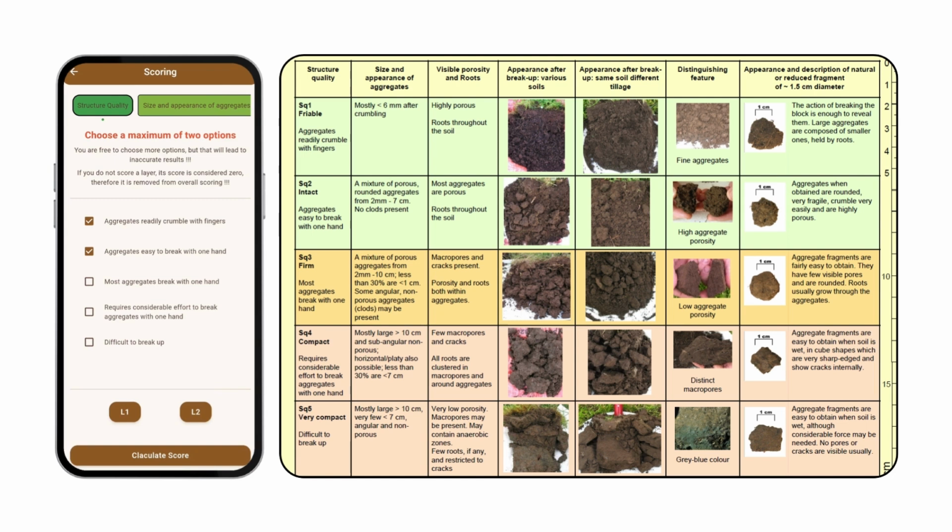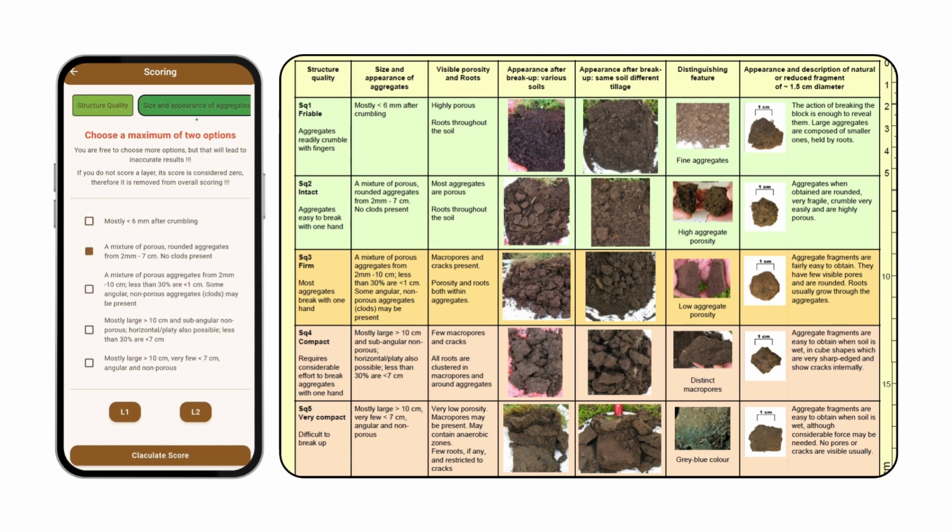And don't forget to score all layers, because if you do not score a layer, its score is considered 0. Therefore, it is removed from the overall scoring. So how do we do the actual scoring? We have 2 buttons in the bottom, L1 and L2. Each one represents a layer, layer 1 and layer 2. So you will use the same page to score each layer. So you just change the options that you choose. Based on that, you will score your layers.